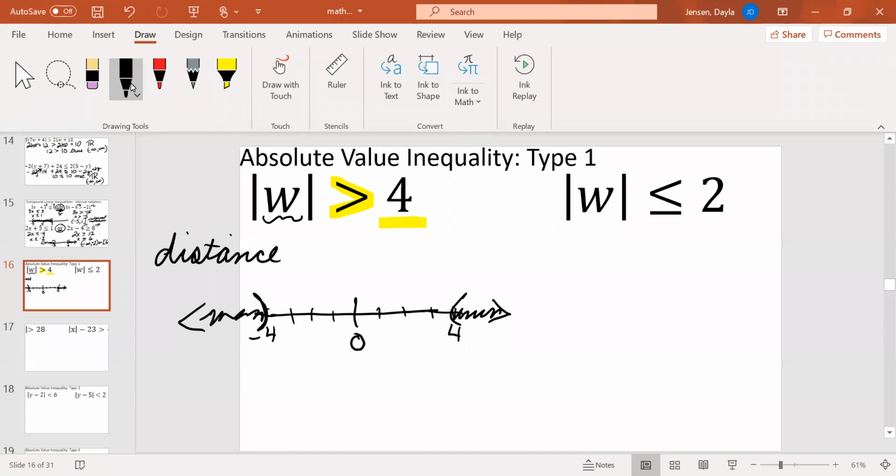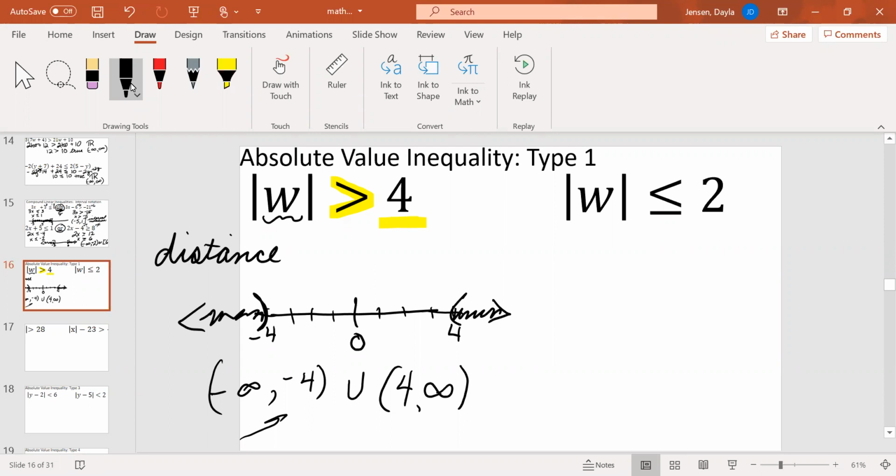So to write that in interval format, from -infinity to -4, and I could use a union, and then from 4 to infinity. So anything between -infinity and -4, and 4 and +infinity. If I pick a number out of one of those intervals and put it back into the absolute value, I'm going to get greater than 4.